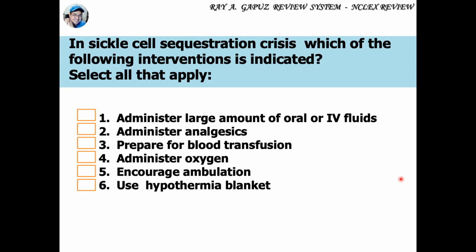So in sickle cell sequestration crisis, which of the following interventions is indicated? Number 1, administer large amount of oral or IV fluids, yes or no? Yes, to keep the blood flowing from one area to another. Number 2, administer analgesics, yes. Number 3, prepare for blood transfusion, yes, especially your packed RBCs. Number 4, administer oxygen. Yes. Number 5, encourage ambulation.